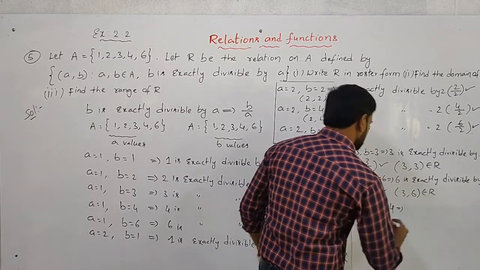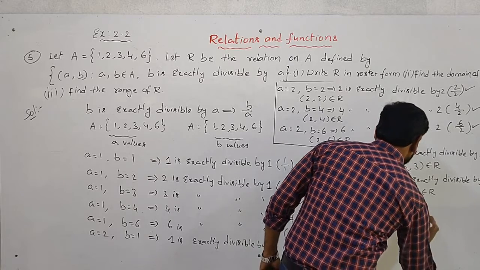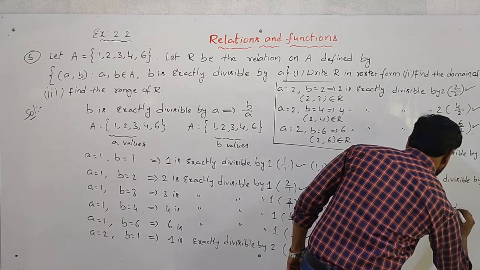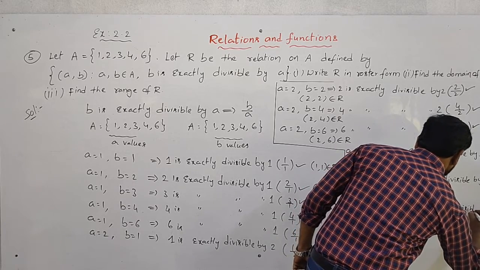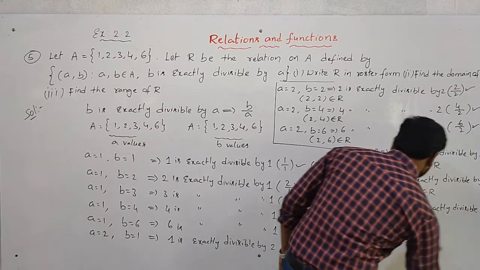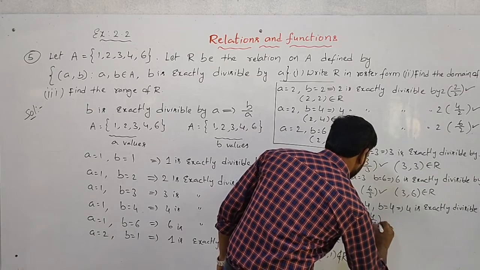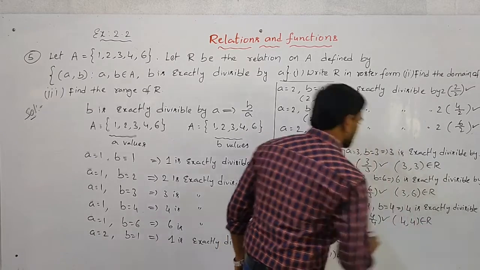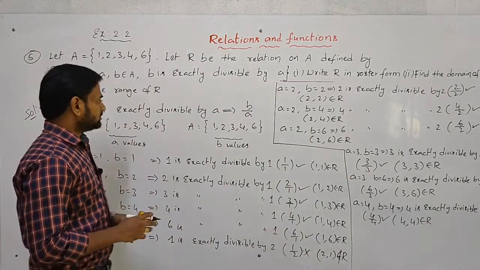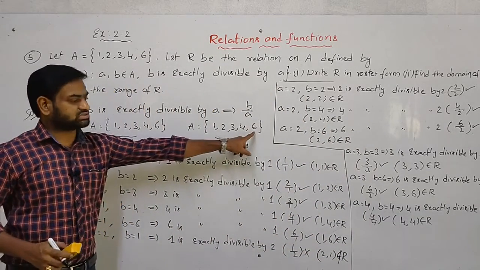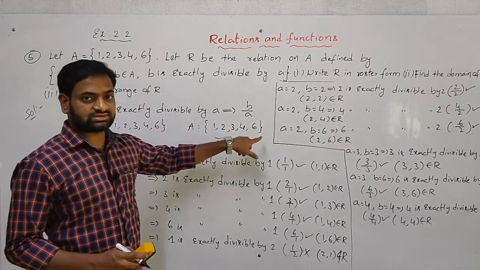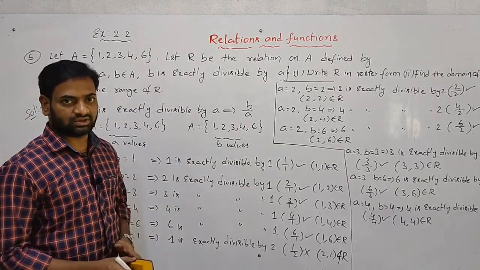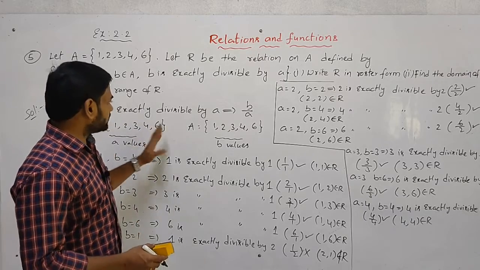That implies 4 is exactly divisible by 4. So that is 4 by 4. Yes, correct. When it is correct, (4, 4) belongs to the relation. Next, (4, 6): is 6 exactly divisible by 4? Wrong. So with 4 complete.